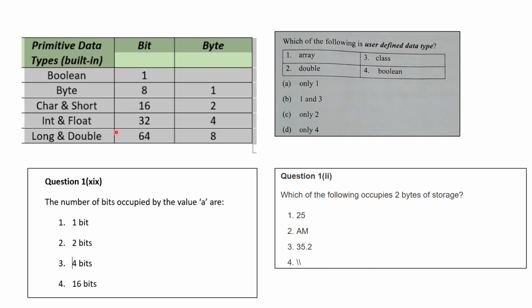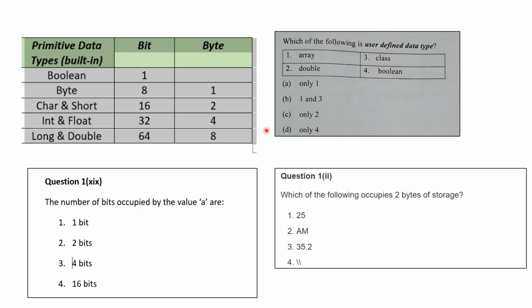Hope you understand and remember this. Char occupies 2 bytes, int 4 bytes, long 8 bytes. You can remember them using pairs. Long and double occupy 8 bytes, that is 64 bits. Int and float occupy 4 bytes, that is 32 bits. Char and short are 2 bytes, that is 16 bits.